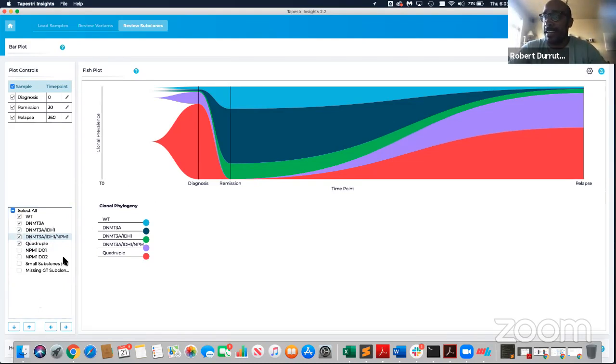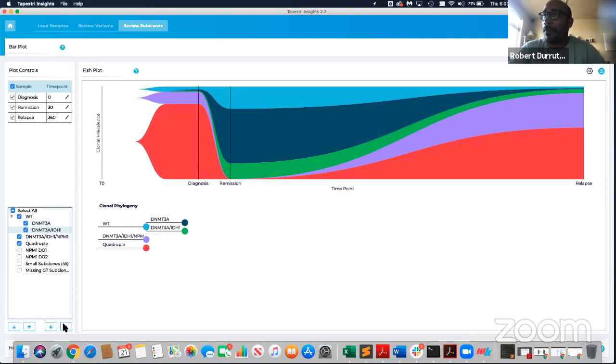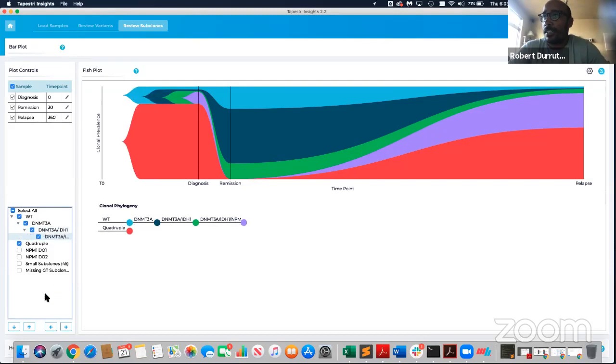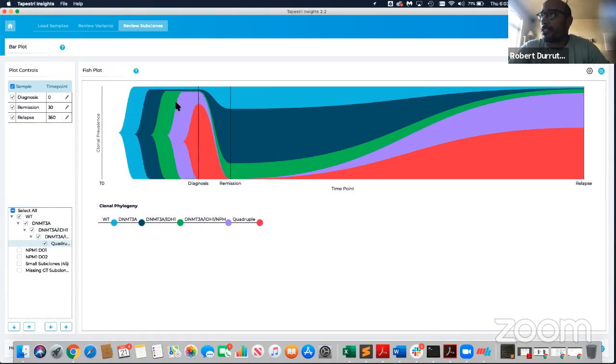Now you can, and this is a very simple model, use the right and left arrows to depict that model. In this case, it's a linear model, really. There's no branching, so it's a very basic model. DNMT3A is followed by DNMT3A-IDH1, which is then followed by the triple mutant clone, which is then followed by the quadruple mutant clone. That changes the visuals of your fish plot slightly and incorporates that knowledge, which helps you interpret the overall disease model.